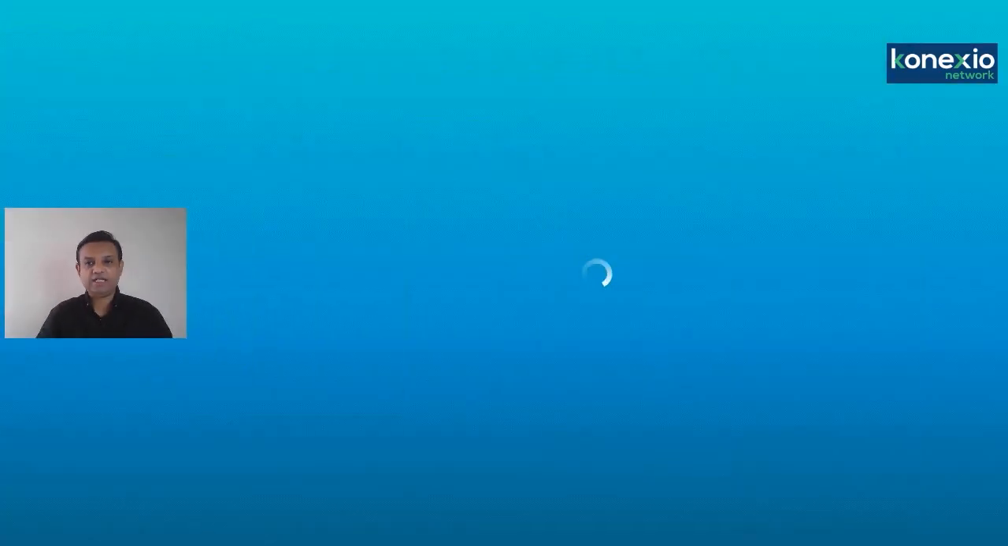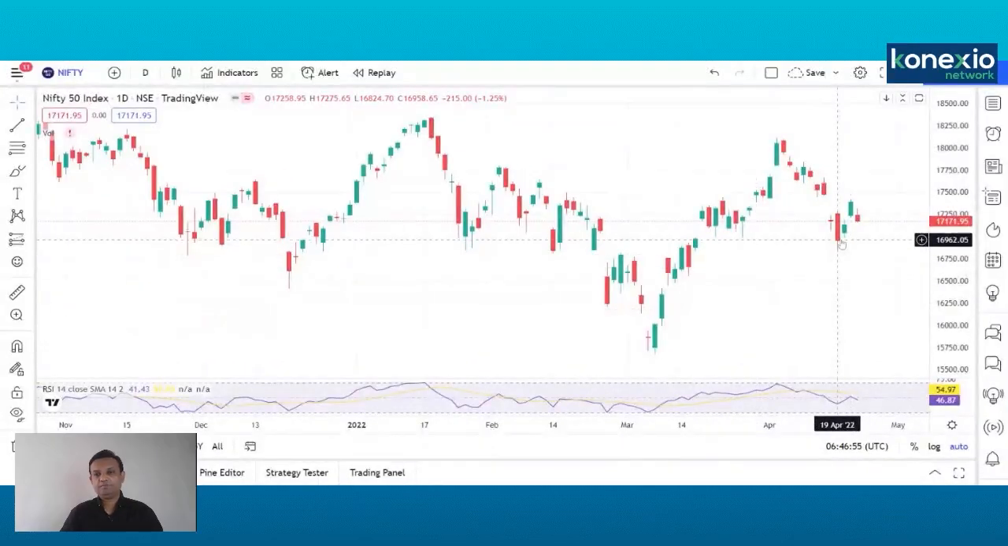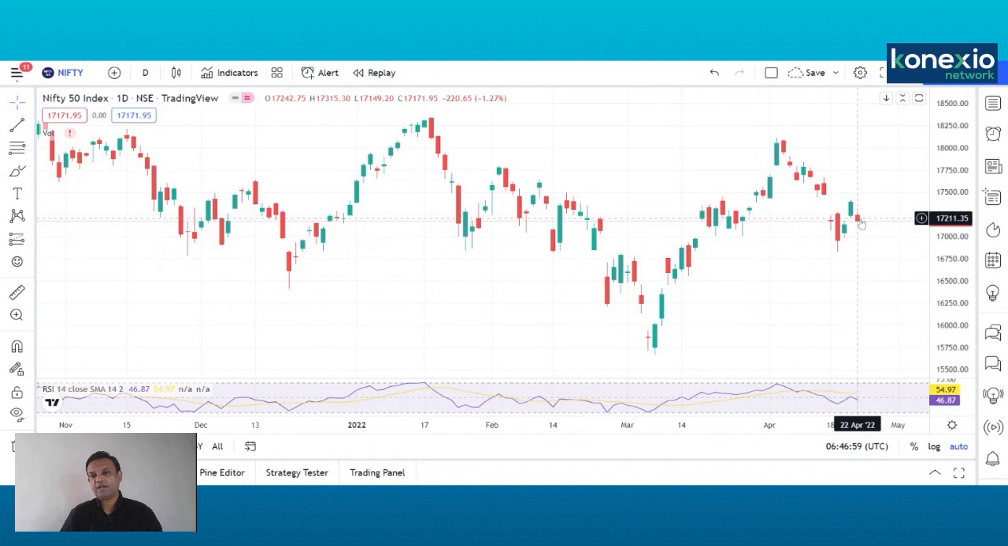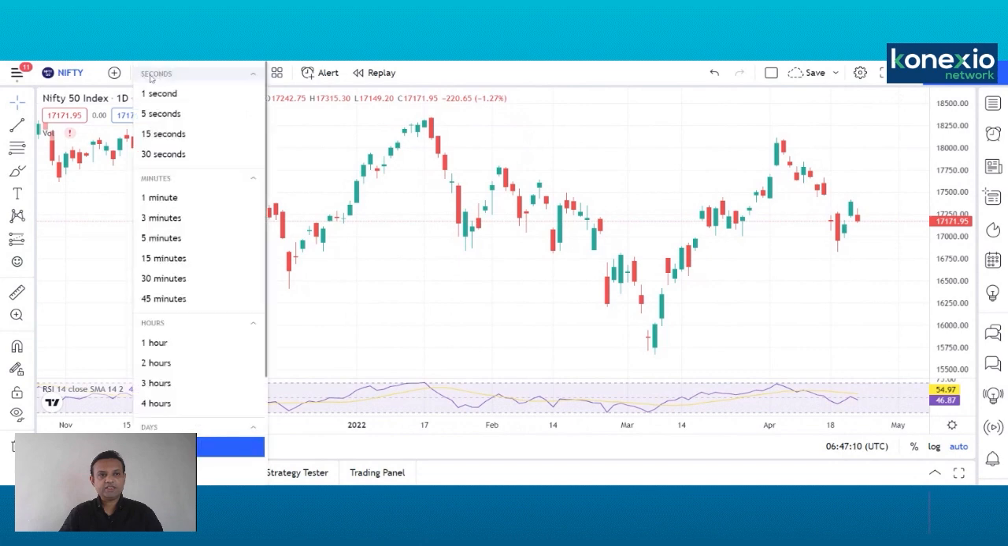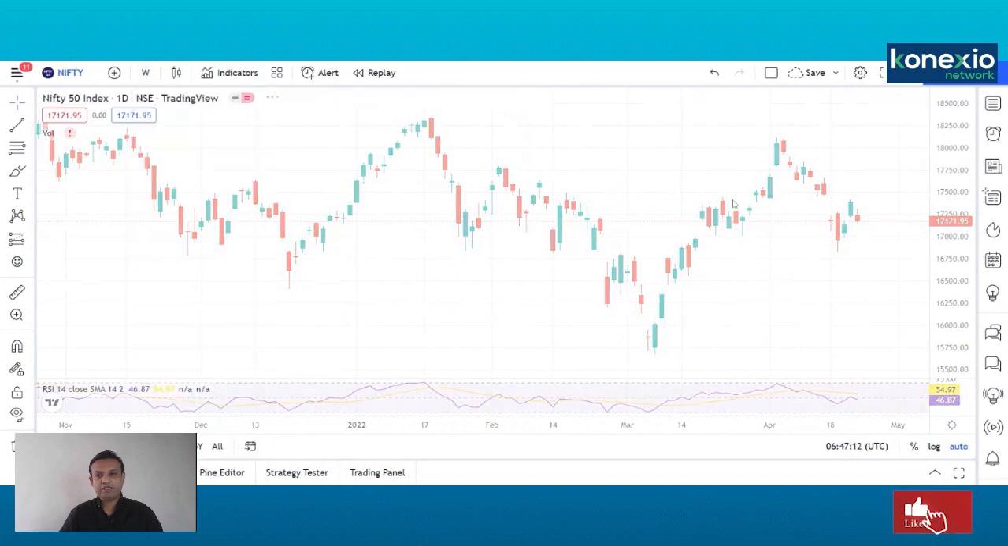Now this is the Nifty daily chart. This is Friday. We have seen that on Friday Nifty ended on a negative note. RSI is slightly on a negative note. This is the daily chart. Let us see what the candle is on the weekly chart.